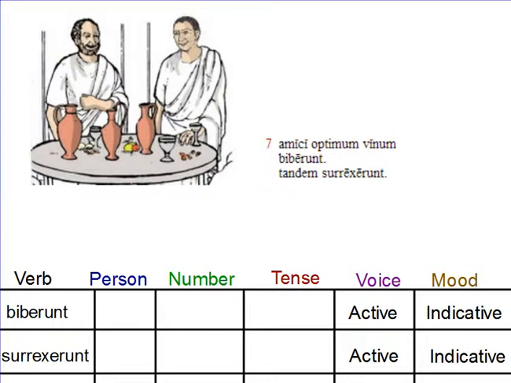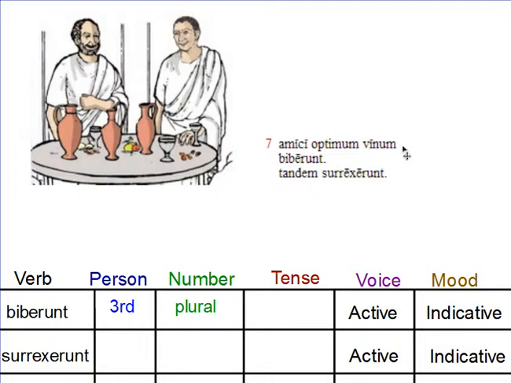Amici optimum vinum biberunt, tandem surrexerunt. Our two verbs here are biberunt and surrexerunt. I look at my ending for biberunt and see that nt ending. That indicates to me that it is a they verb. They is third person, plural. The friends drank the best wine.